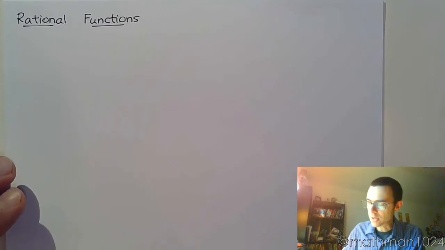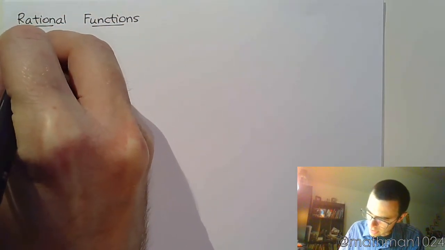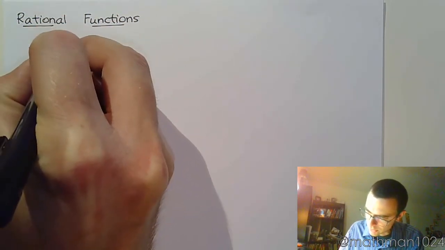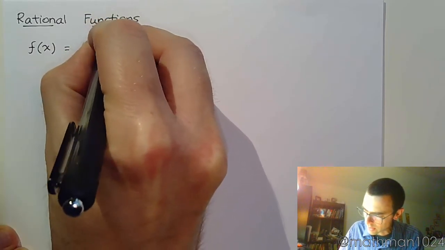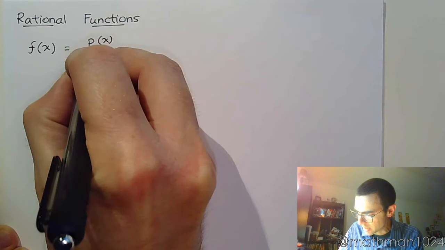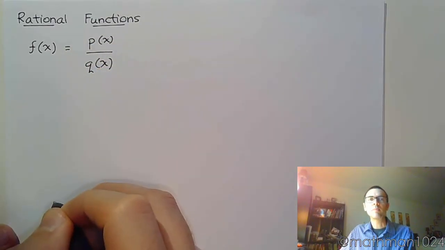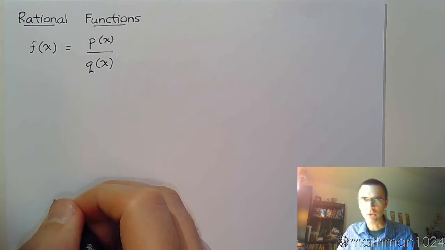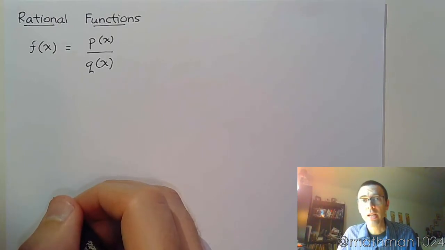So here's what we know about rational functions. A rational function is anything that's of this form: f of x is equal to p of x divided by q of x. When we talk about the word rational, we're talking about ratios, we're talking about fractions, and so that's what we're talking about here. We're talking about a function that is a fraction.